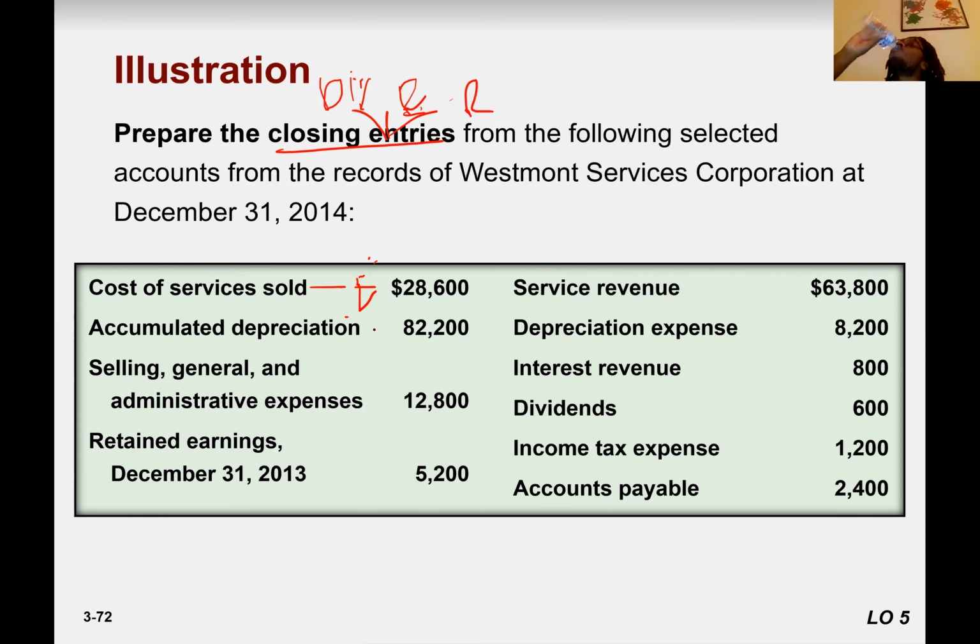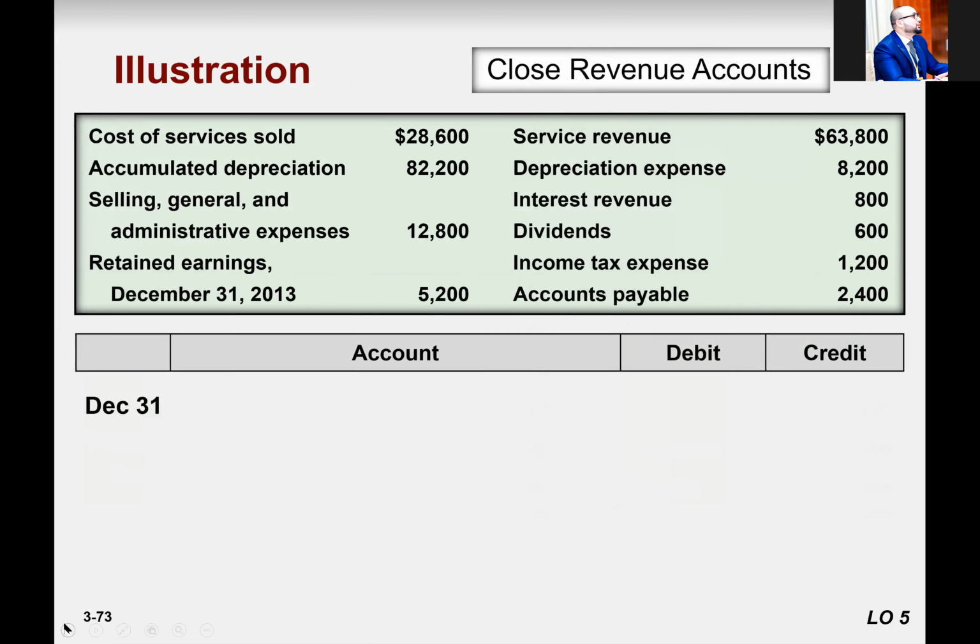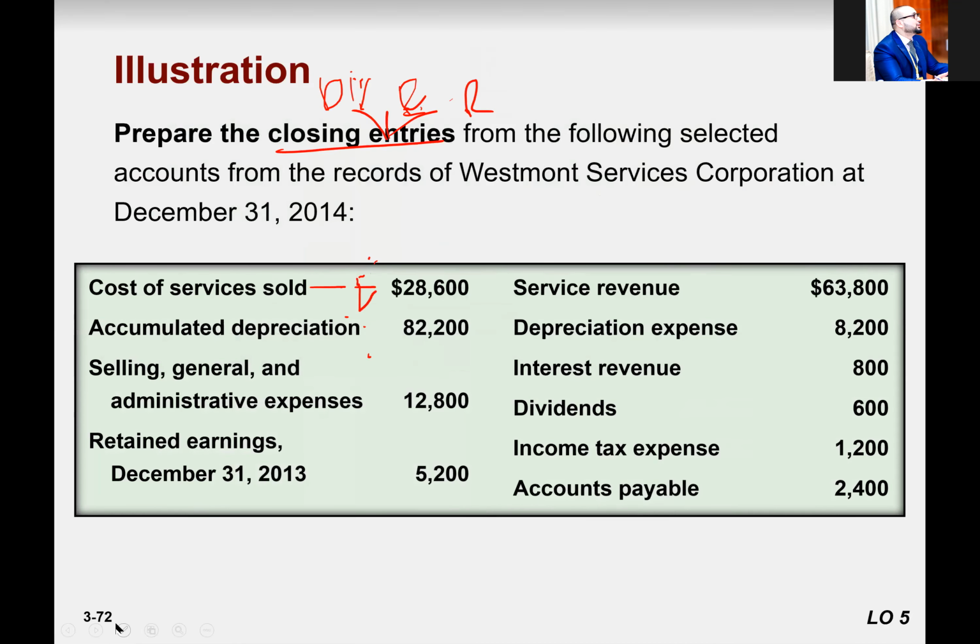Accumulated depreciation. Do we write it down on the balance sheet or on the income statement? This is a part of the balance sheet. This is not a part of the income statement. This is accumulated depreciation, not depreciation. This is not a part of expense, neither dividend, neither revenue. Selling, general, and administrative expenses, part of expense. Retained earnings, it's not a part of either of these.